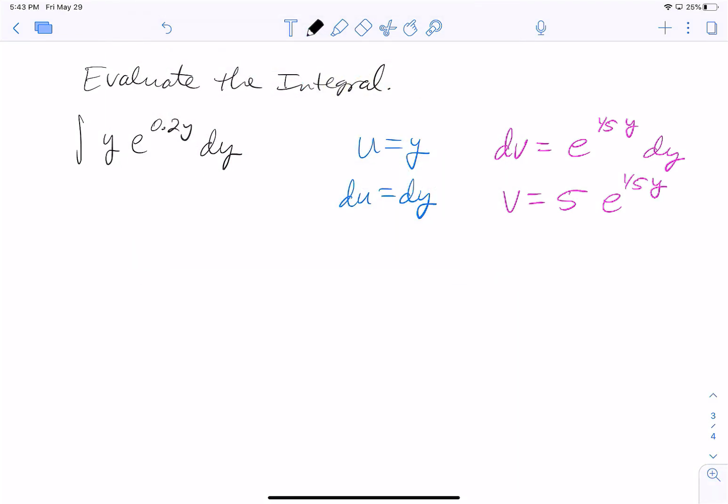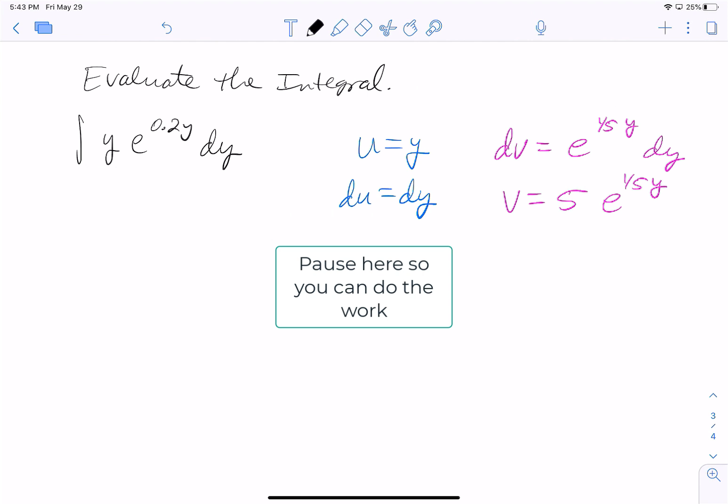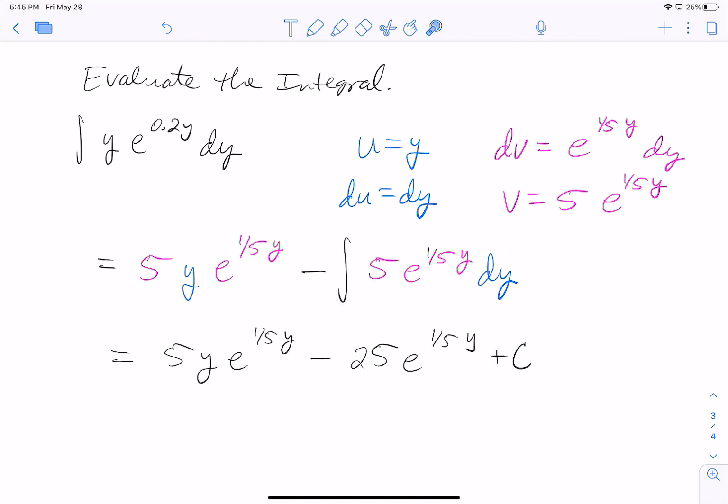With this in front of us, I'd like for you to go ahead and flesh out the integration by parts formula and see if you can find the answer to this integral. uv is 5y e to the 1/5 y minus the integral of v du is going to give us minus the integral of 5 times e to the 1/5 y dy.